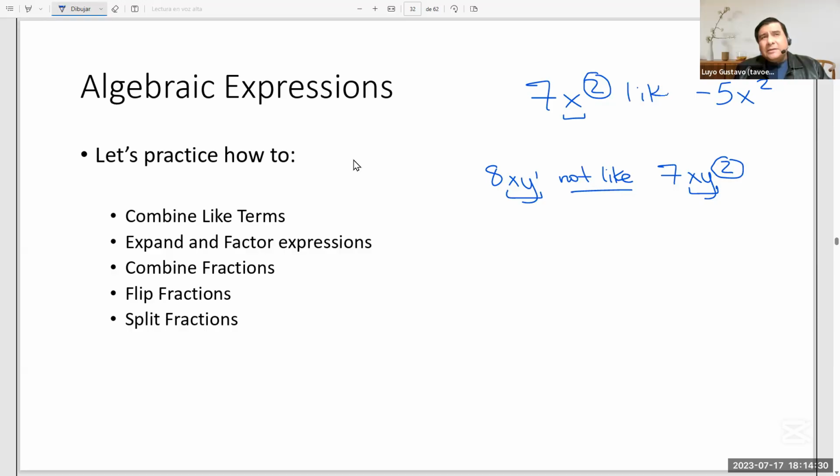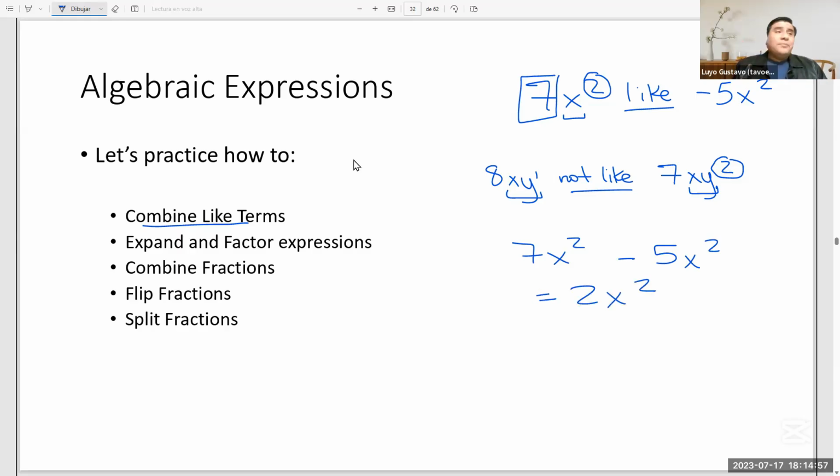But these are like terms. You can say that one is like the other, algebraically speaking. So how do we combine like terms? Usually what we do, once we identify 2 terms that are like terms, you can just operate the coefficients. For example, if I see this and this, what is this? It's simply 7 minus 5 to x squared, and so on, right?